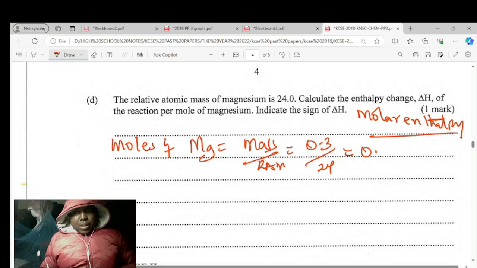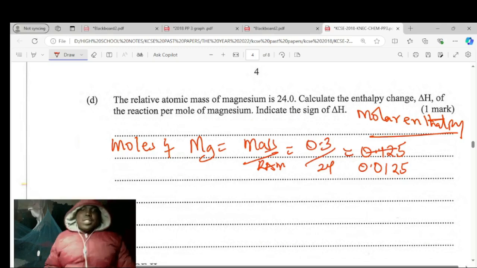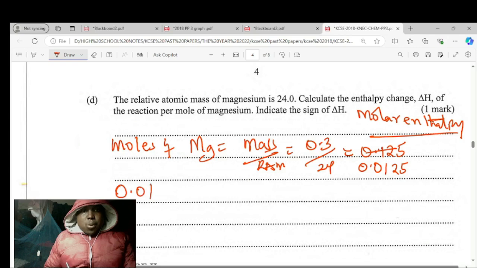0.00125. Moles. That is the number of moles. So this is the moles that produced 5.88 kilojoules. So we say 0.0125 moles was able to produce 5.88 kilojoules.